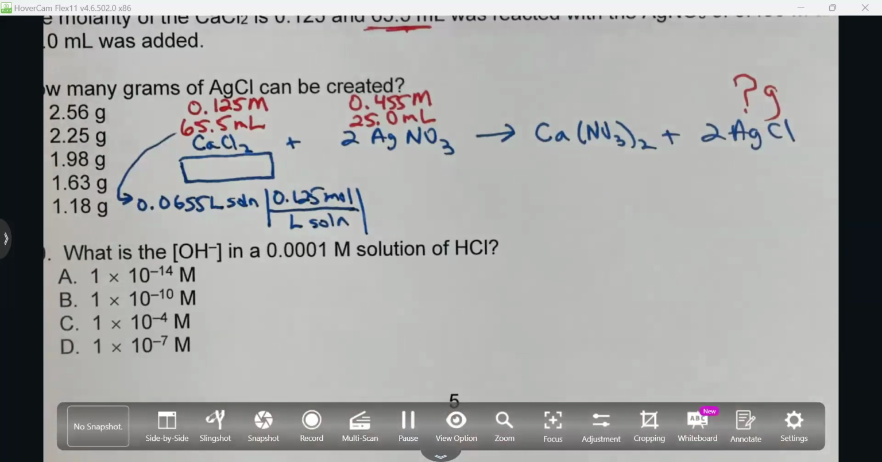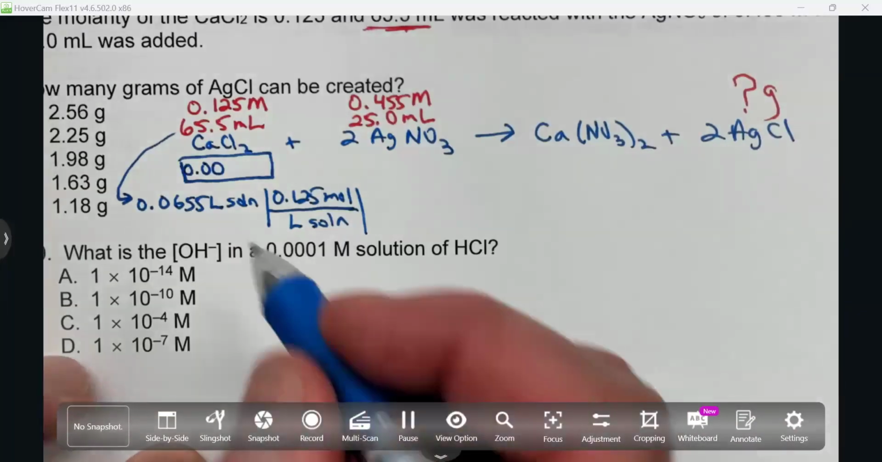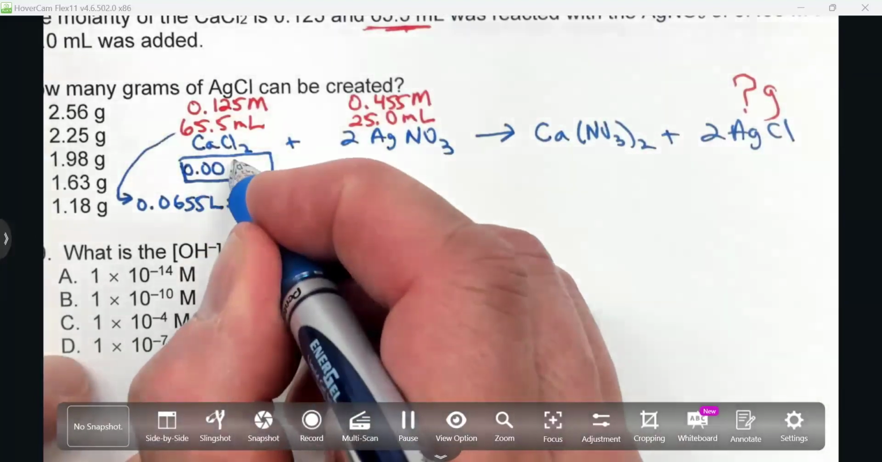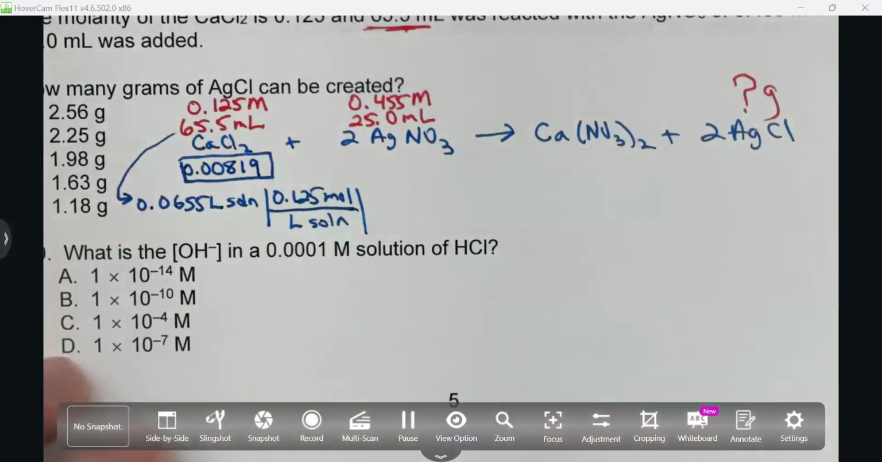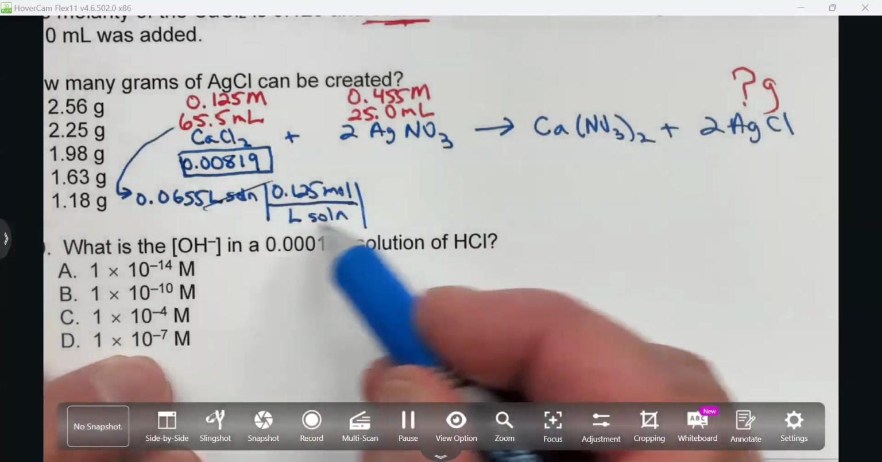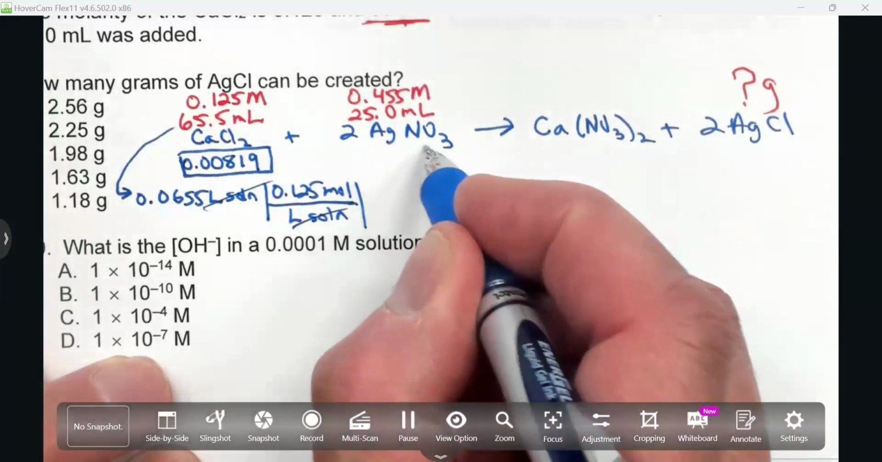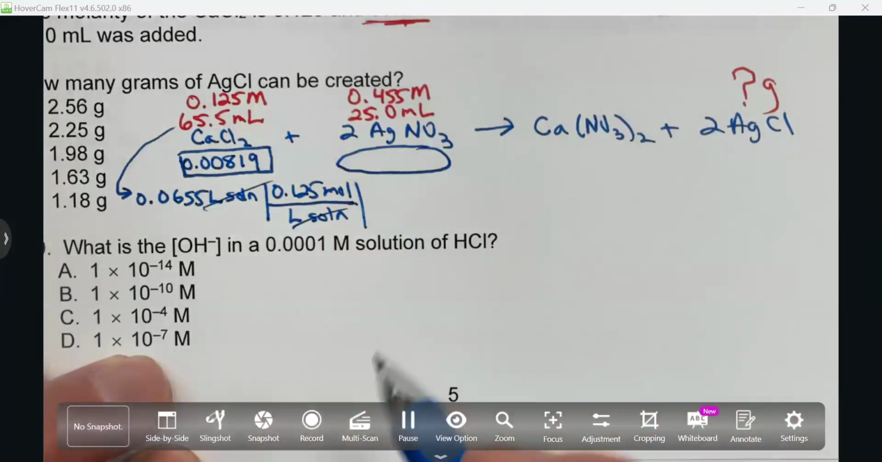Again, it's kind of nice. I don't need a periodic table. So my moles here is 0.00819. Liters times moles over liters, we're canceling out liters, right? How many moles of silver nitrate do we need?